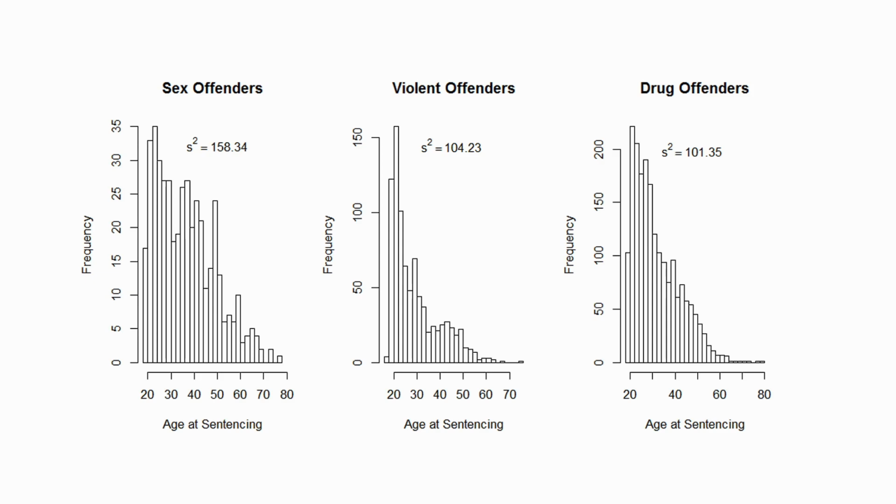Here's another example of histograms showing age at sentencing for different types of offenders. So in the case of a histogram, we might want to use multiple histograms if you want to compare different variables with each other. These are univariate displays.